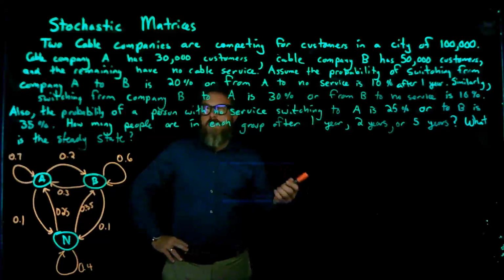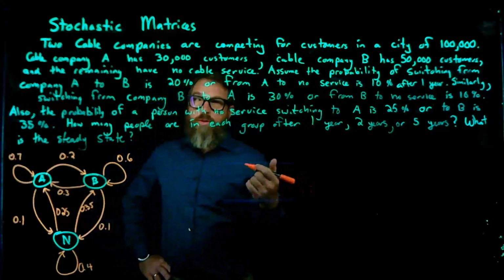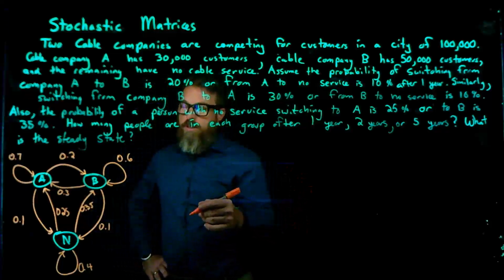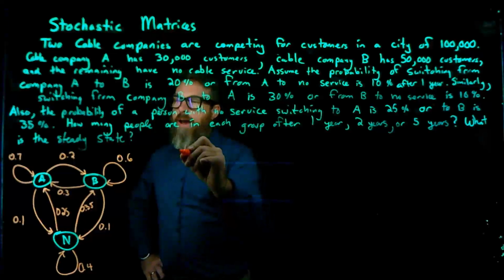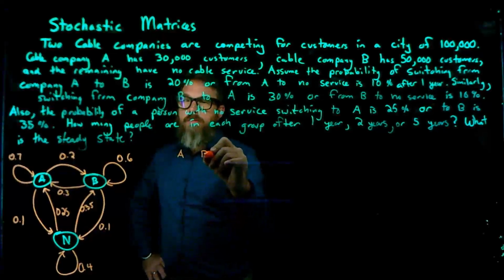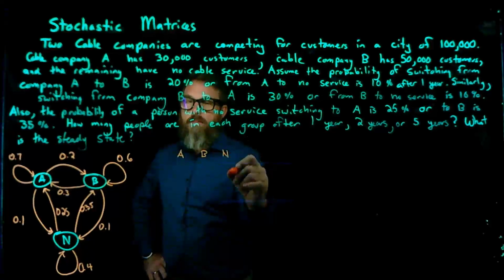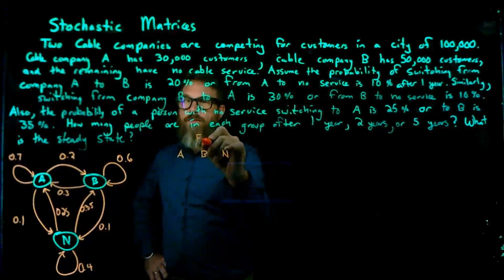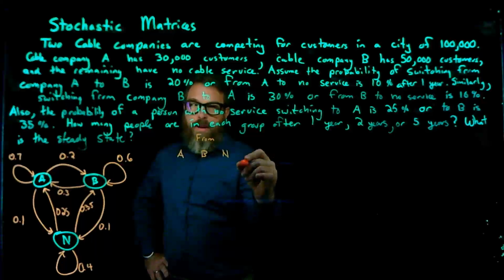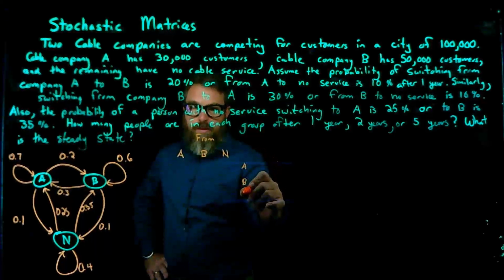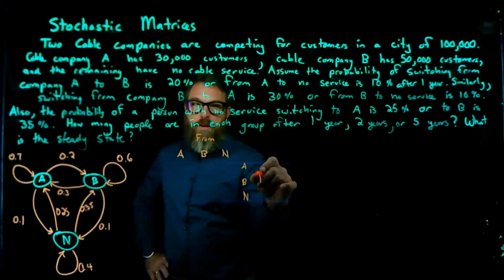Now, I said this is about stochastic matrices, and what we're going to do is build one, and they have particular properties. So when we build this, this is going to be company A, this is going to be company B, and this is going to be the no service company. And this is going to be our from side. And over here, I'm going to have the exact same order: A, B, and no service. And this is going to be our to side.